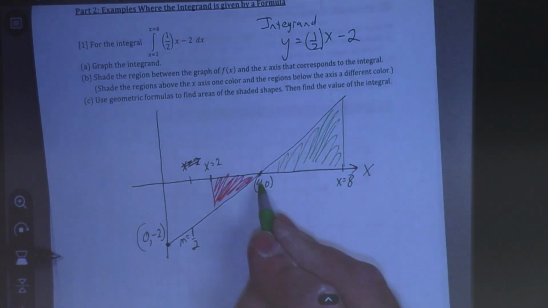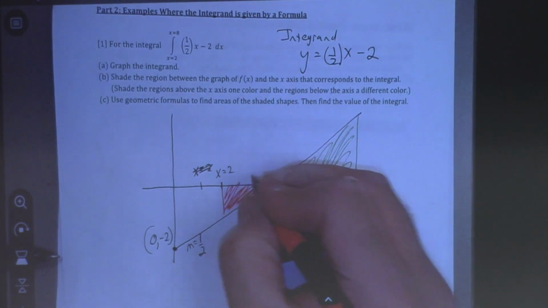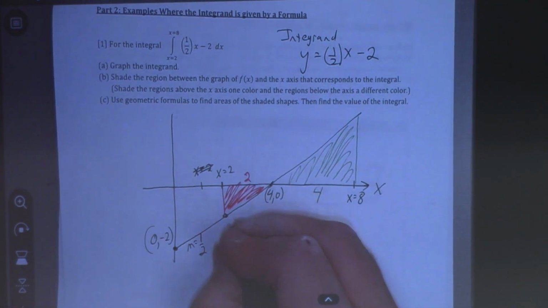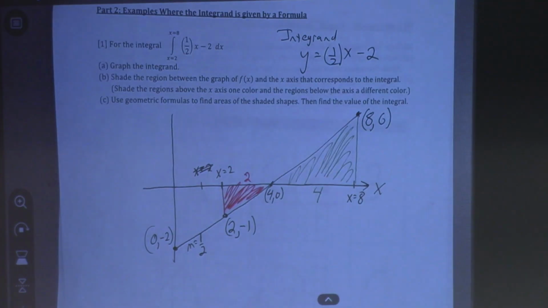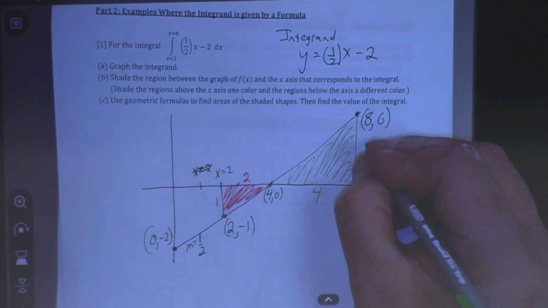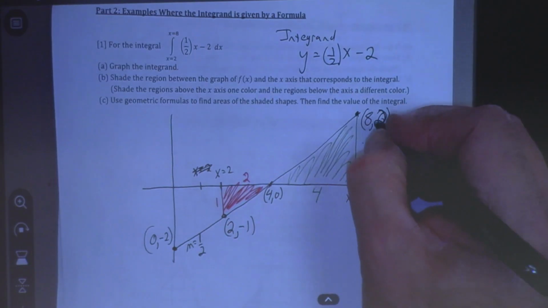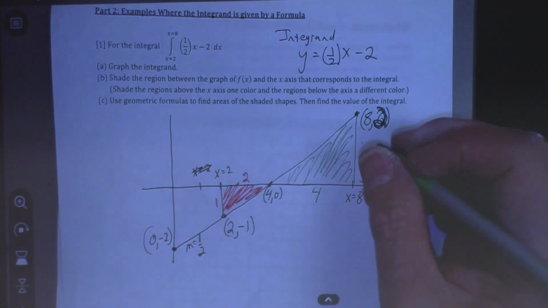Now I can see this green triangle has a base that's 4. This red triangle has a base that's 2, but what about the heights? Well, it's the height of the graph. This point is the point 2, minus 1. And this point is 8, 6. So that means that this red height is the number 1, and this green height is the number... Wait, wouldn't it be 8, 4? I made the same mistake in my last meeting. More stuff to show your parents. All right, so this height is 2.